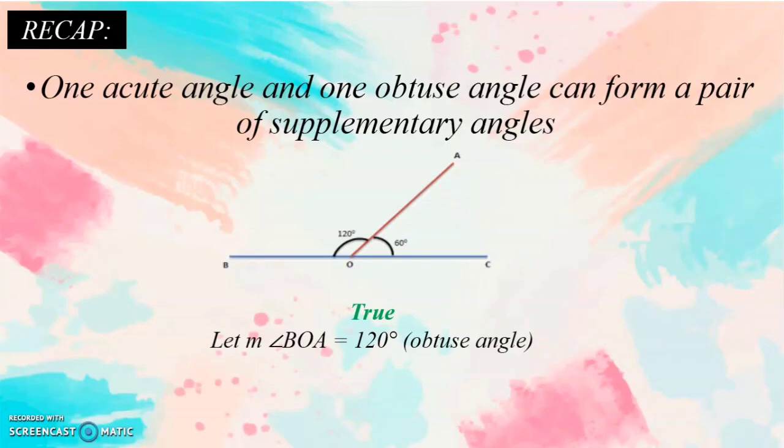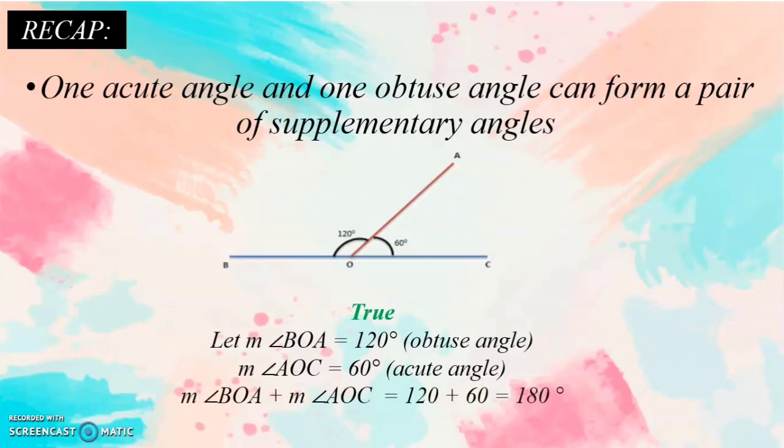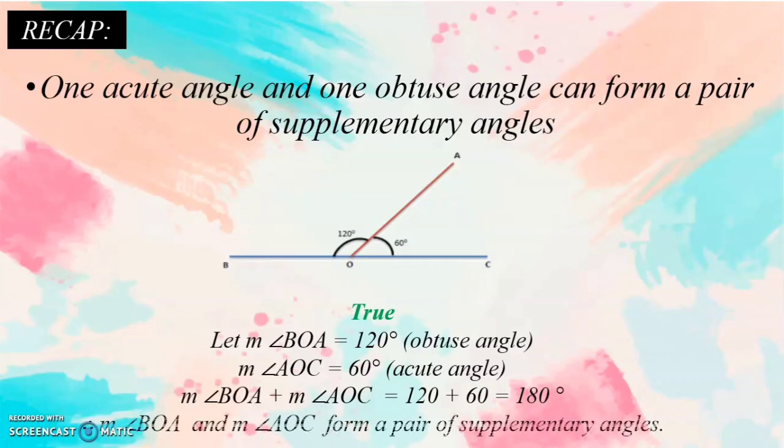So measure of angle BOA is 120 degrees, that is the obtuse angle. Measure of angle AOC is equal to 60 degrees, that is the acute angle. When you add these two measures, that is 120 plus 60, we get 180 degrees. And therefore, angle BOA and angle AOC form a pair of supplementary angles.